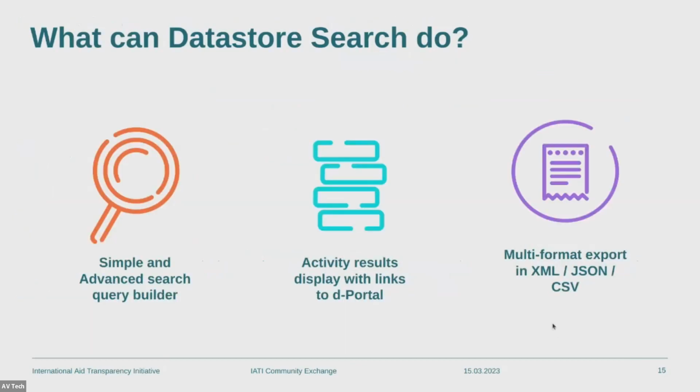So what can the Datastore Search do? It has what we call both a simple and advanced query builder. And so far in the last year of Datastore Search being available, we've had almost 13,000 individual searches run, about 6,000 on the simple search and about 7,000 on the advanced search. We have activities displayed with links to dportal as a very user-friendly way of displaying all the fields of an individual activity. And we have multi-format export in XML, JSON, and CSV.